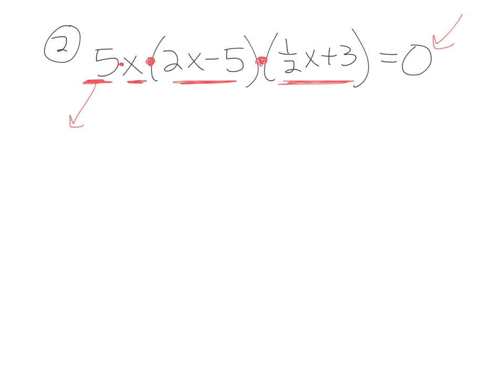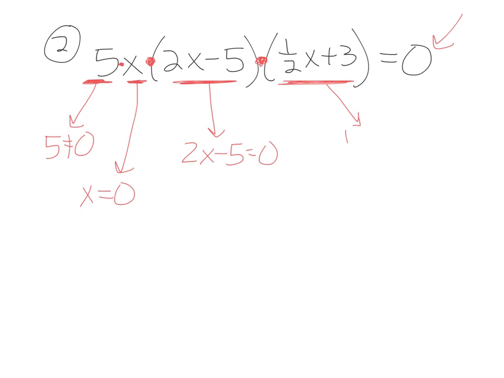So we'll start with this one. 5 could equal, wait, 5 can't equal 0. So you don't even have to worry about that. 5's never going to equal 0. X could equal 0. This whole quantity, 2x minus 5, might equal 0. And then 1/2 x plus 3 might equal 0. One of these factors has to equal 0 because we're multiplying. And when you multiply and you know the answer is 0, that means you had to multiply by 0. So the first one, 5's never going to equal 0, so forget that. The second factor, x could equal 0. That one's done.